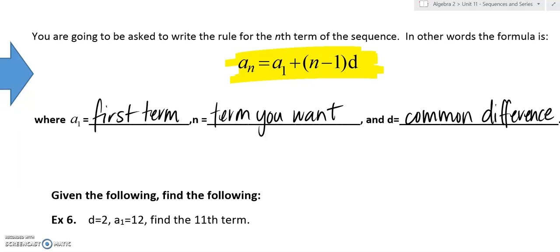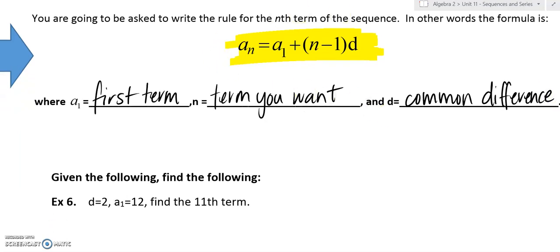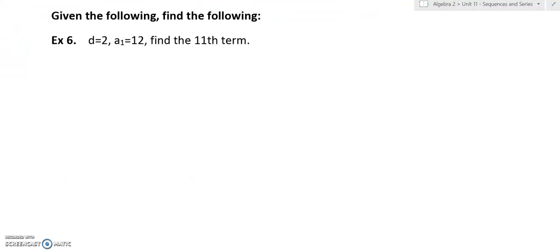Okay, let's jump right into some examples. You're definitely going to need that formula for these next few.